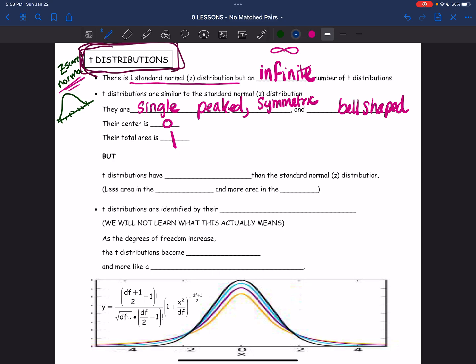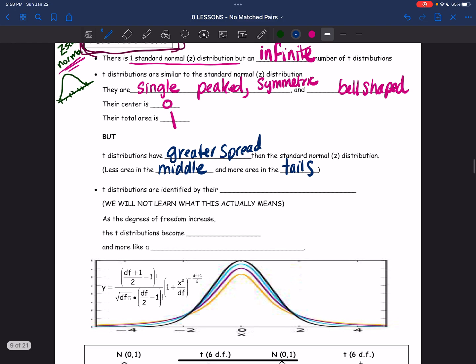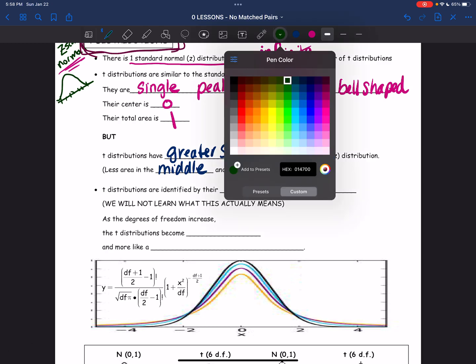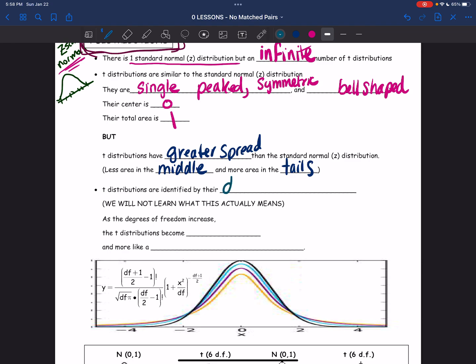What is different about these is t distributions have a greater spread. They're more spread out. They have less area in the middle and more area in the tails. T distributions are identified by this thing called degrees of freedom. The degrees of freedom.